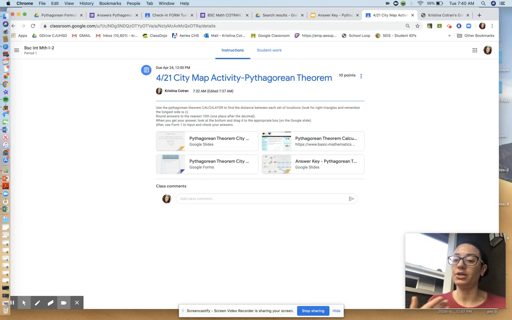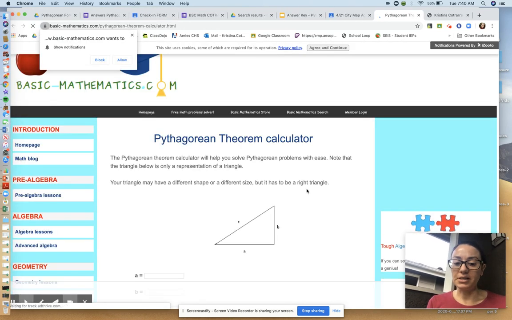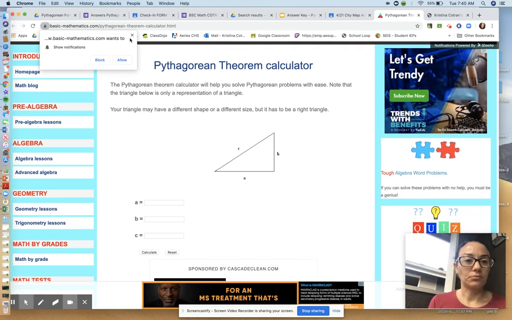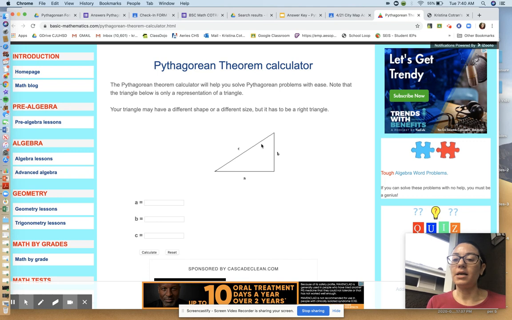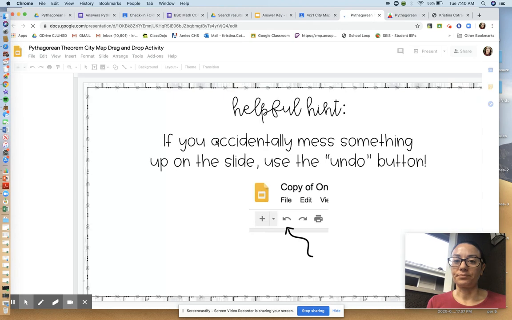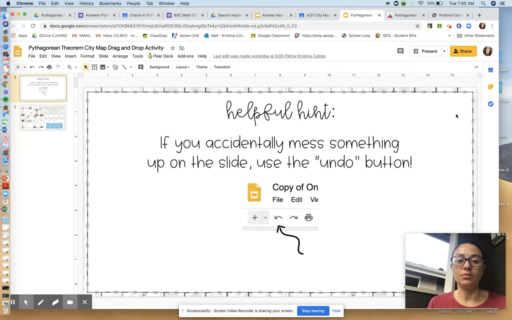When you get your answer, you're going to drag your answer from the bottom of the slide and then use this form right here to put your answers. And I also have an answer key for you to check your answers. So you'd probably want to open up first the calculator. So it looks like this, and it's showing you that our two legs are A, B, and C. And the longest side is the hypotenuse, which is C. And then you're going to want to open up this Google slide. It says, helpful hint, if you accidentally mess something up, just use the undo button, which is fine.